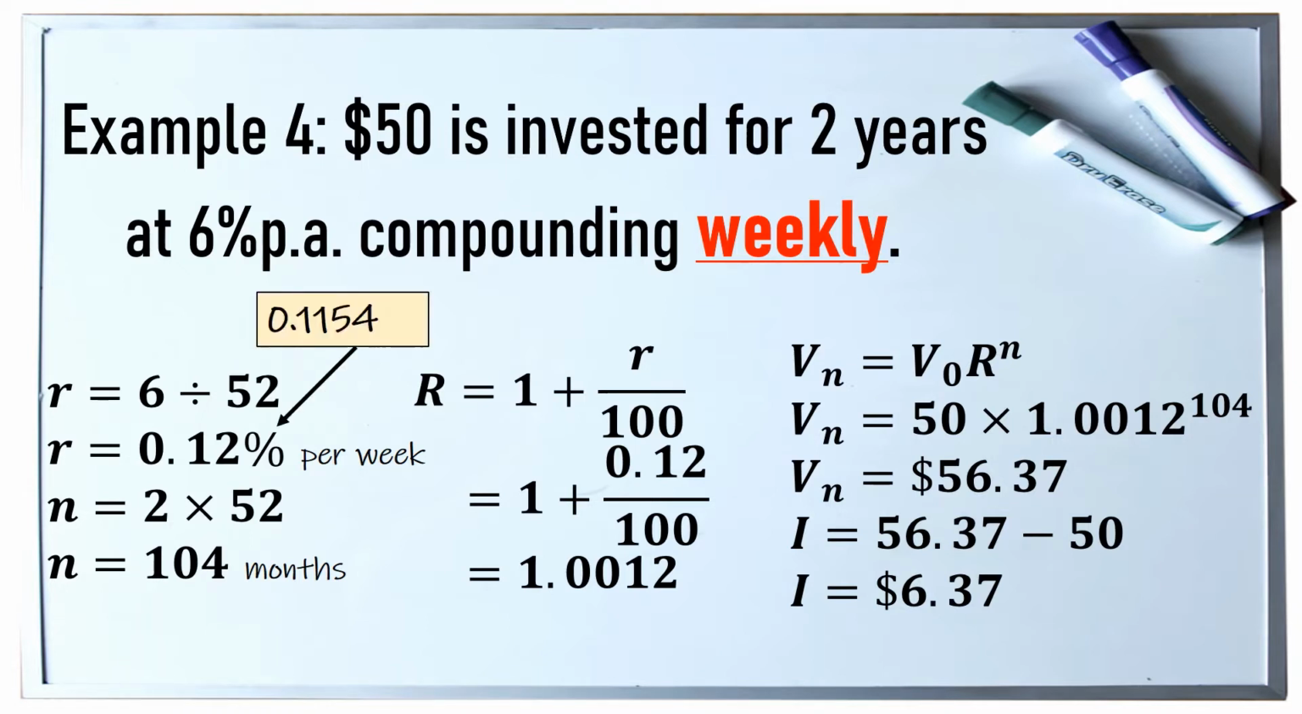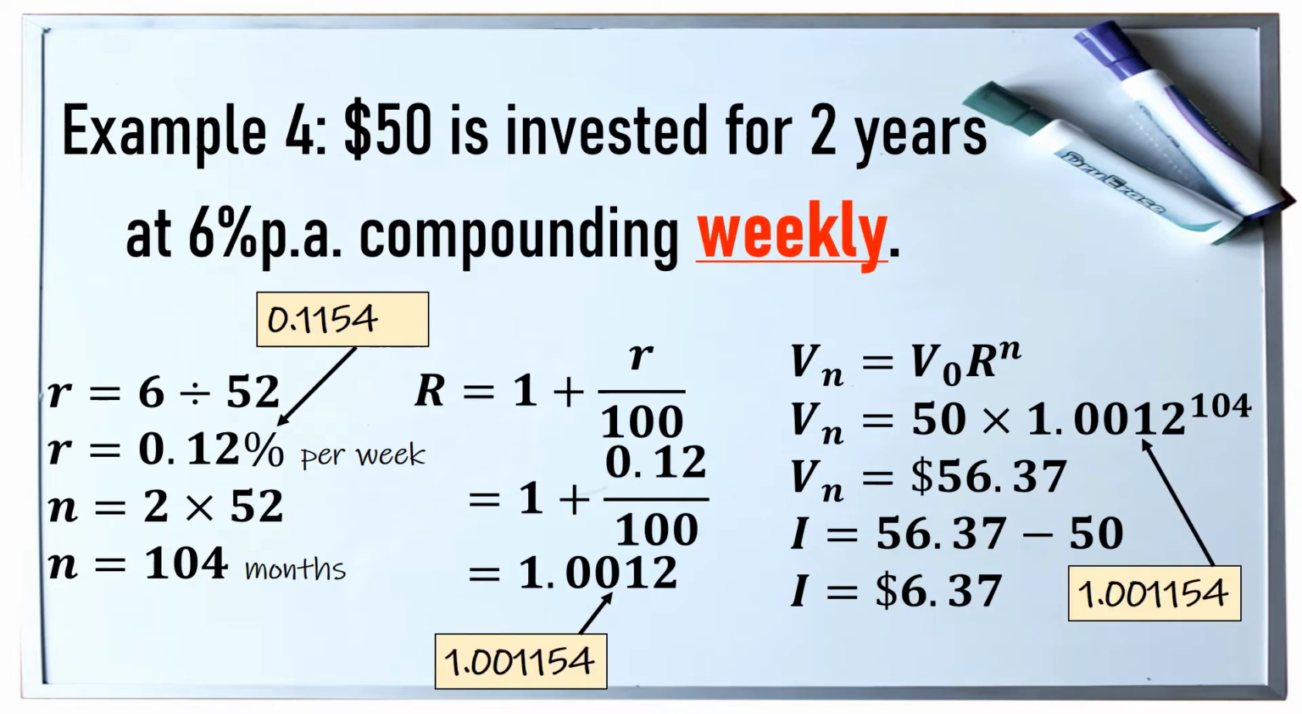For r is equal to 0.12, I had 0.1154 plus some other decimal places in my calculator. And it was the same with capital R, and also the calculation at the end. Here is a situation where rounding to even 4 decimal places is not going to get you the right answer. You need to actually have far more decimal places like that in your calculator.